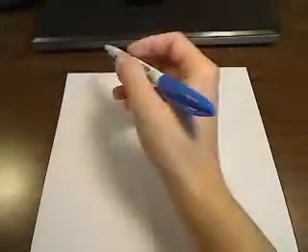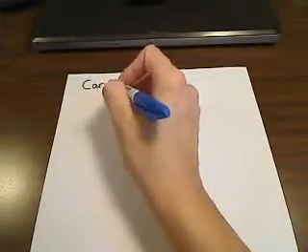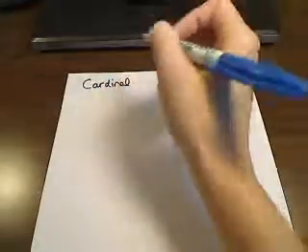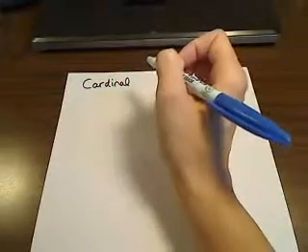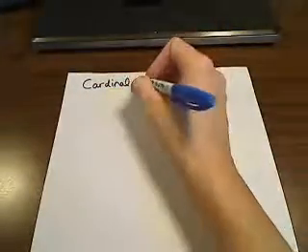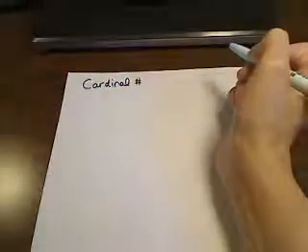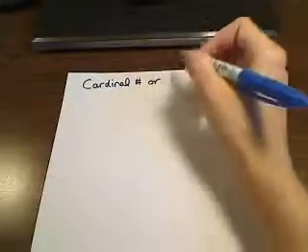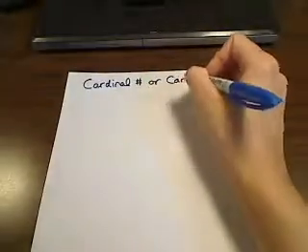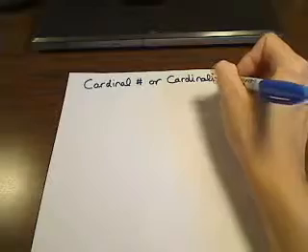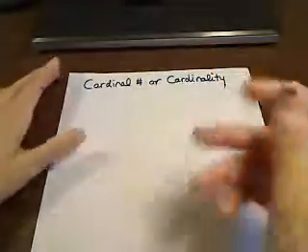So the next definition that we need to go over is this idea of cardinality. When we work with sets, we are often concerned with how many elements are in the set, and that is what is our cardinality. So we can refer to it as the cardinal number or simply the cardinality of the set. Those are the same thing.